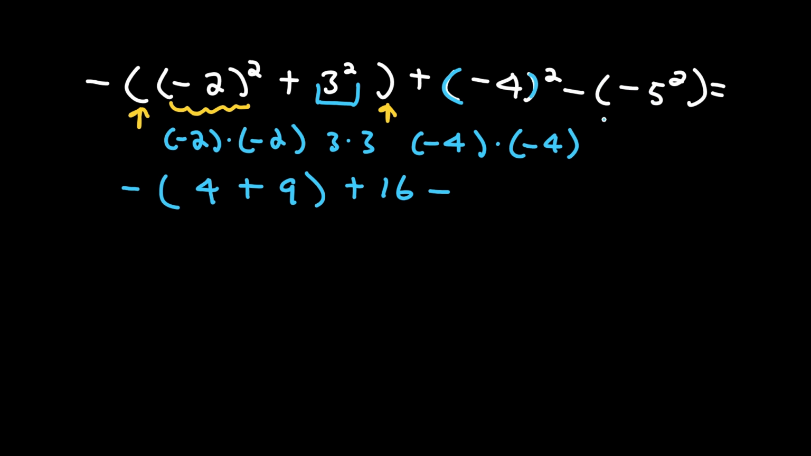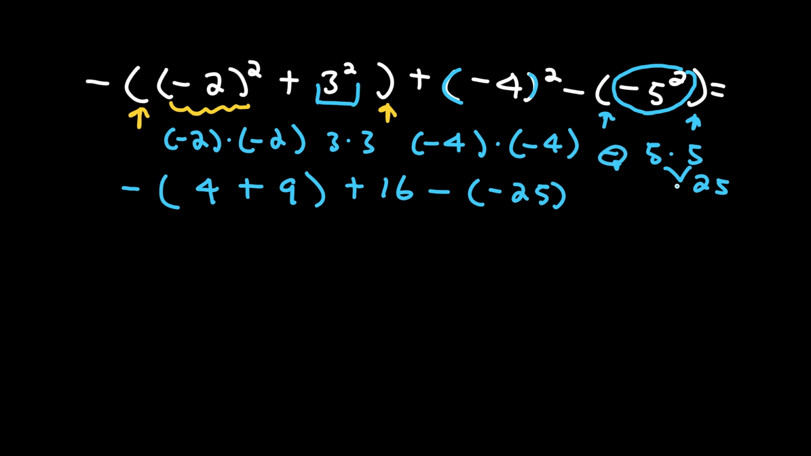And now look at this one. Everything is in brackets, but look at the 2. You have to be careful with the square because it's not outside the brackets. It's inside with the negative 5. So that means that the negative is not included. So that will be 5 times 5 will be 25, but it will be negative, right? So 5 times 5, 25, the minus sign, which is not included, negative 25.